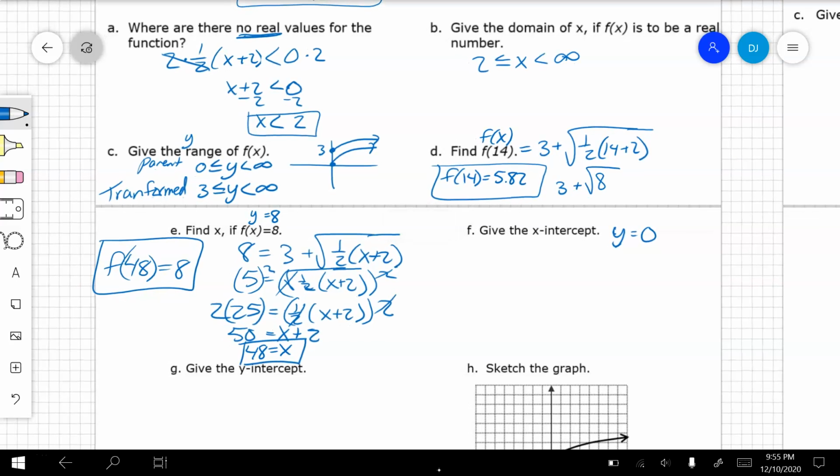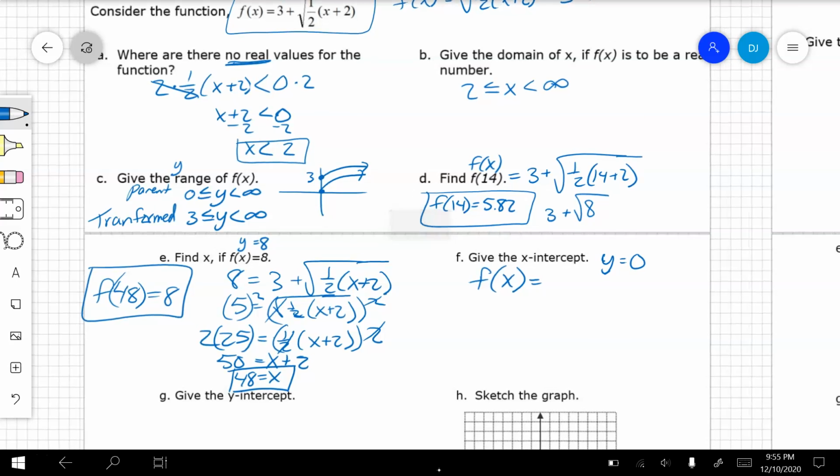So let's go ahead and rewrite that again. We have f of x equals 3 plus the square root of 1/2 x plus 2. Since I know y is 0, remember f of x is just another way of saying y. So I'm going to substitute 0 equals 3 plus the square root of 1/2 x plus 2. And we're going to go ahead and simplify or solve it. Solve for x.